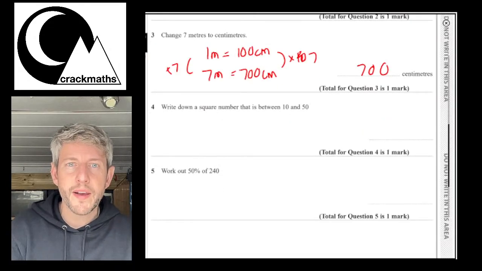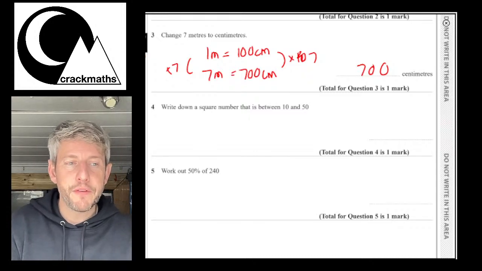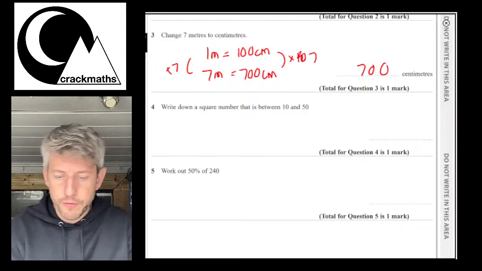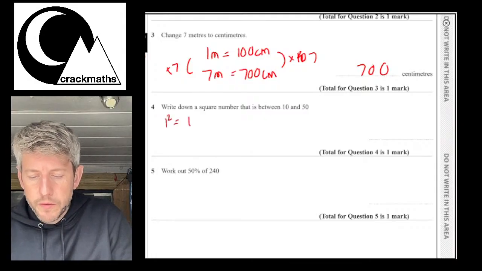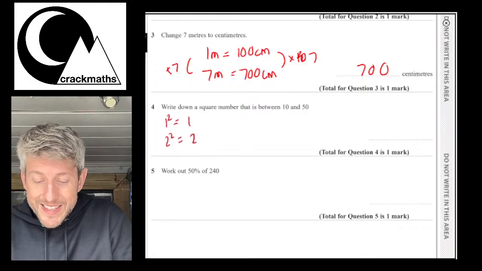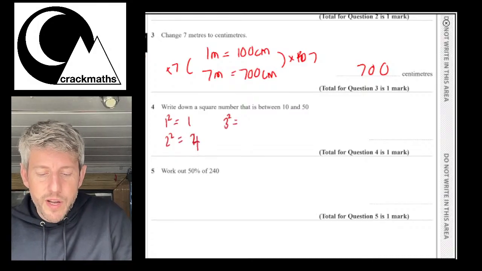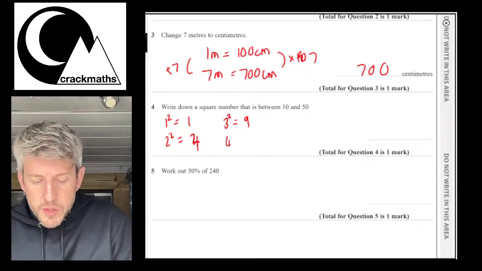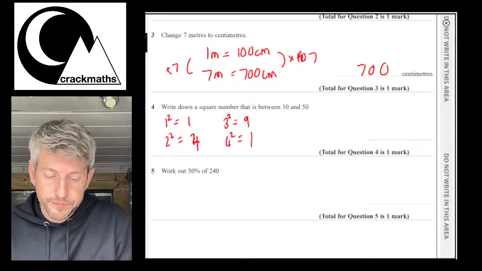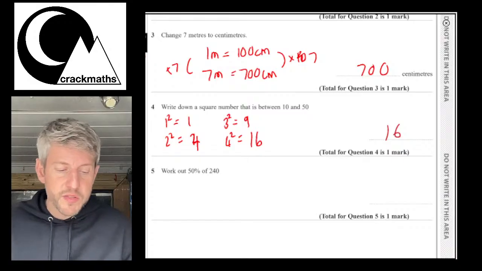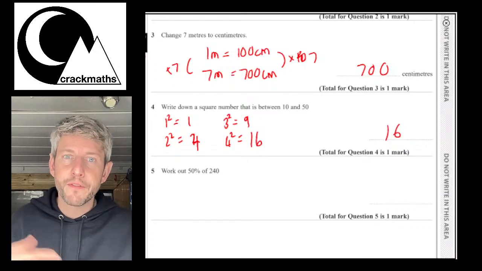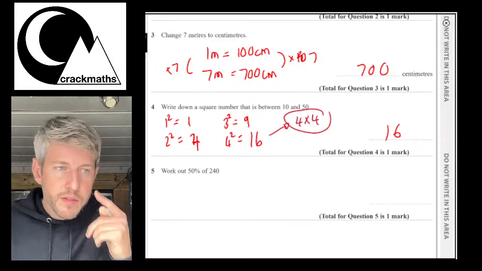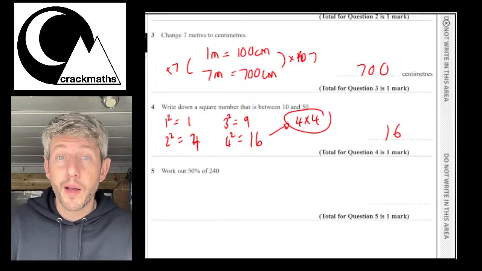Okay, next question. Write down a square number that is between 10 and 50. Square numbers are the numbers that are results of multiplying something by itself. So we've got 1 squared equals 1, 2 squared equals 4, 3 squared equals 9, because these are coming from 2 times 2, 3 times 3. 4 squared equals 16. So here we go, we've got our first one that is between 10 and 50. And remember, I got 4 squared by doing 4 times 4. Squared means to multiply a number by itself.